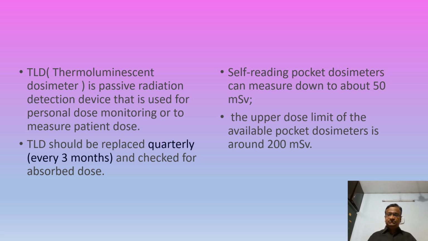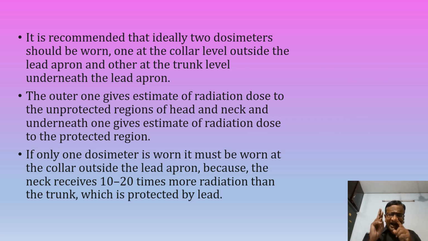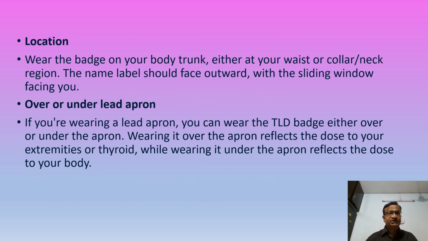Now, ideally, we should wear one above the lead apron and one inside the lead apron. Inside the lead apron, because we will know how much the lead apron is affected. Sometimes some people wear near the neck and sometimes people wear near the abdomen. So with only one dosimeter, it is outside the lead apron, here at the neck. With two dosimeters, one here, one inside. With one dosimeter, outside. This is how it should be.